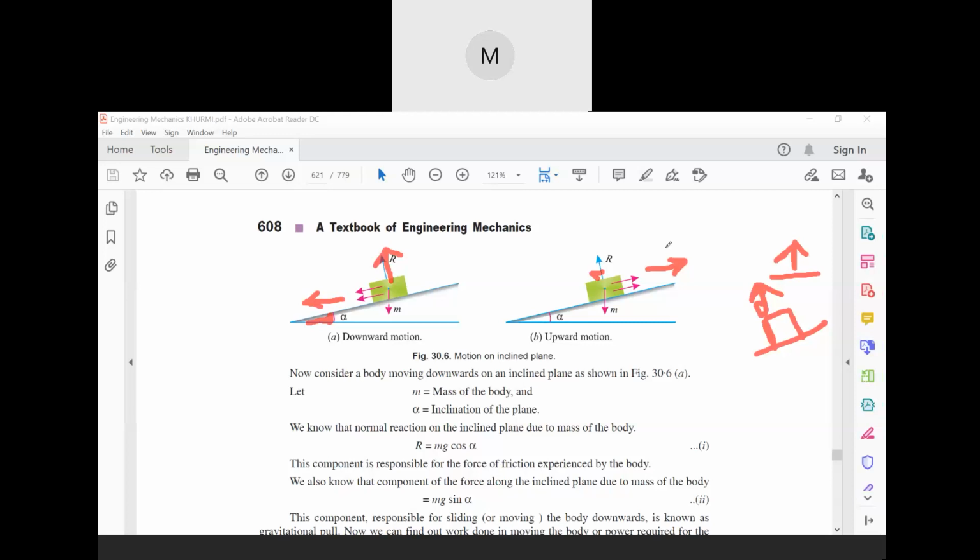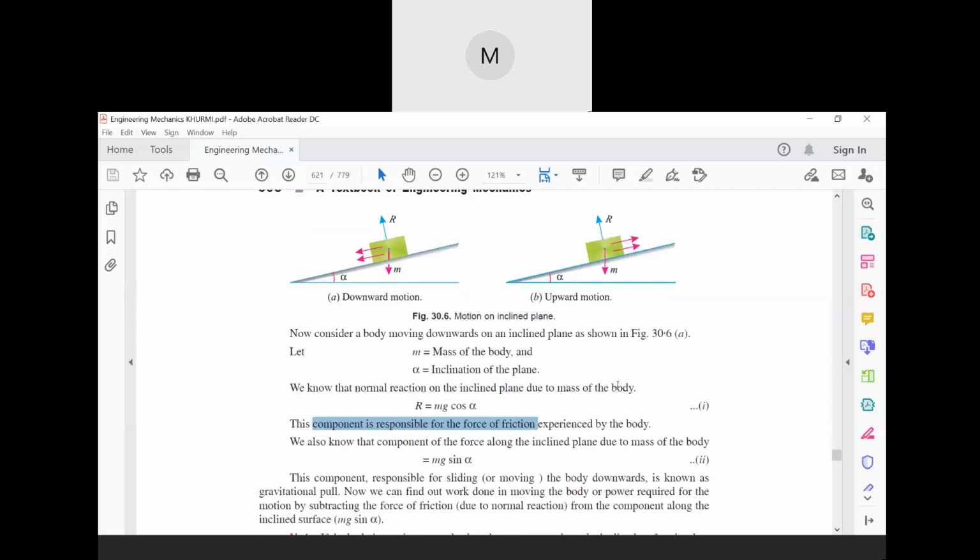So the normal reaction R equals mg cos alpha. This component is responsible for the force of friction experienced by the body. This component is basically responsible for the frictional force. We also know that the component of the force along the inclined plane due to the mass of the body is mg sin alpha.